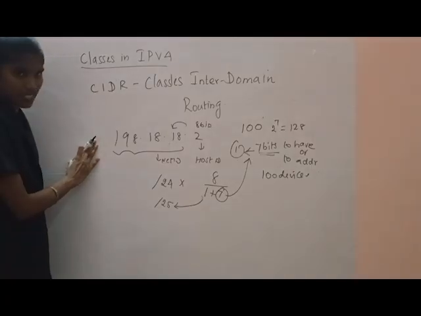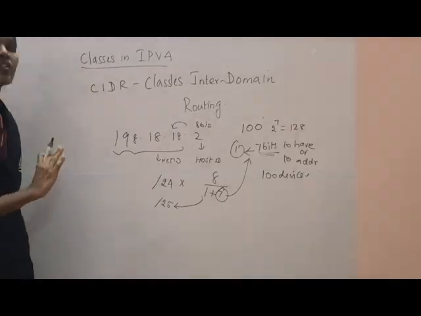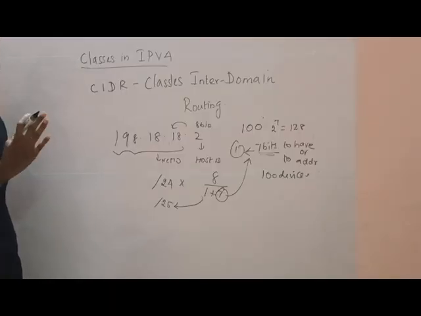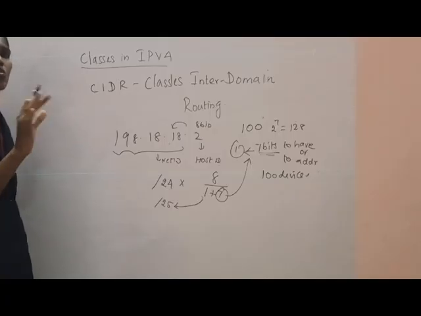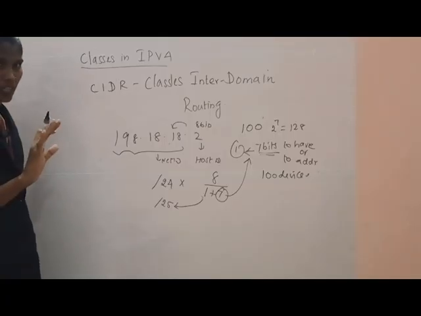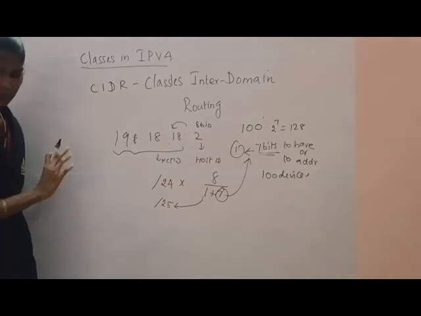Then what about IPv6? There are no classes. That is why there is no need to go for classful or classless addressing. You can simply address and give addresses to all the devices as they come. Okay. So this is all about IPv4 and IPv6.